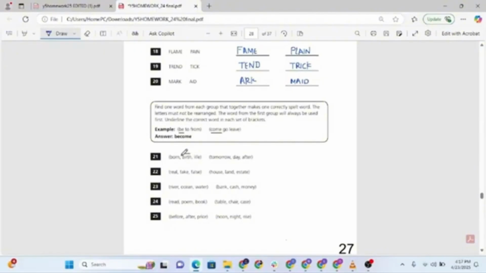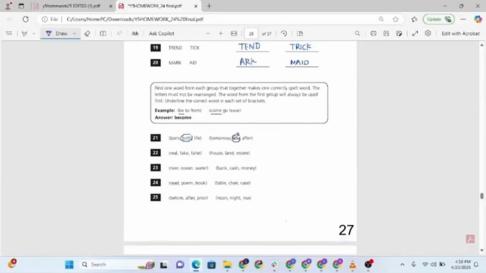This is because the word birth from the first group and the word day from the second group join together to make the correctly spelled word birthday. Therefore, the correct answer is birthday. Question 22. The correct answer is real estate. This is because the word real from the first group and the word estate from the second group join together to make the correctly spelled word real estate.